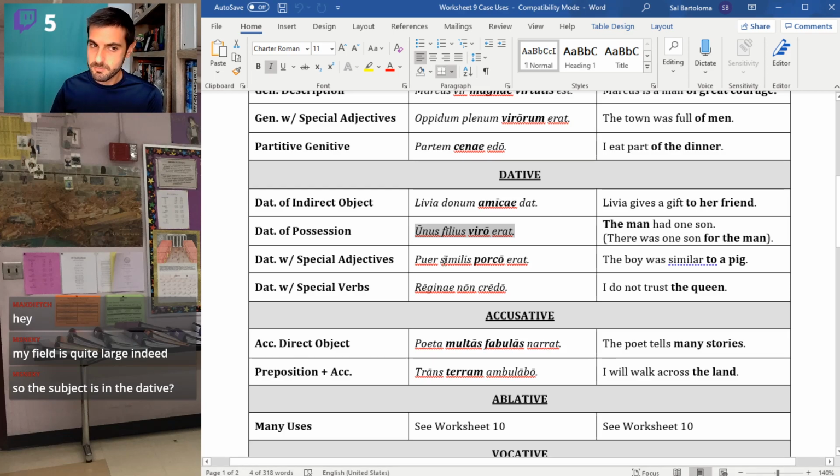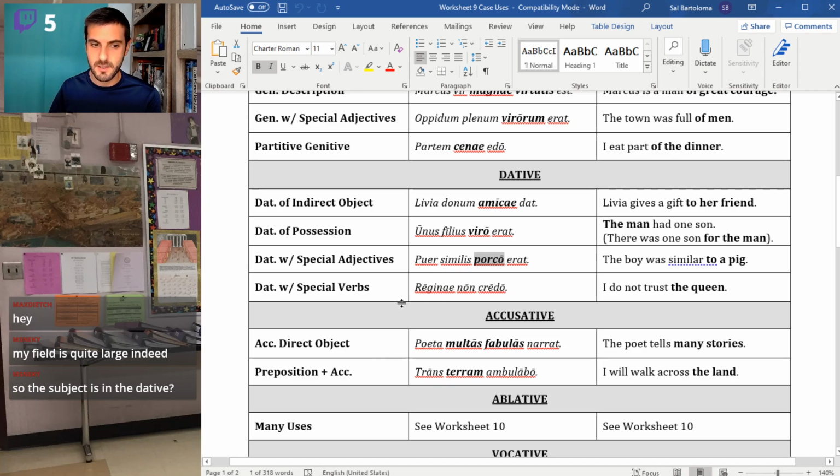Some adjectives like to hang out with datives. Similis is definitely one of them. So if you're similar to something or you're like something. So the boy was similar to a pig. The boy was like a pig. Pig goes into the dative case.